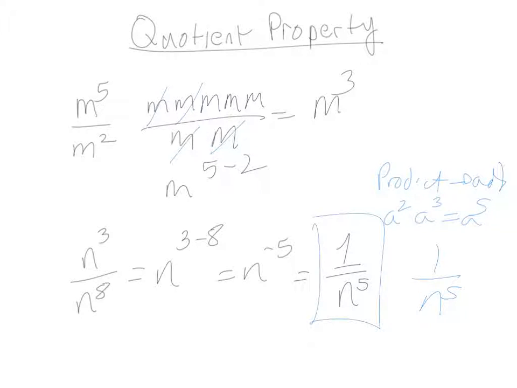So that's the basic idea. It's this thought of things that would cancel, but if they're going to cancel, we can just subtract them. And then if you do end up with a negative answer, you got to pop it to the bottom and make it positive.